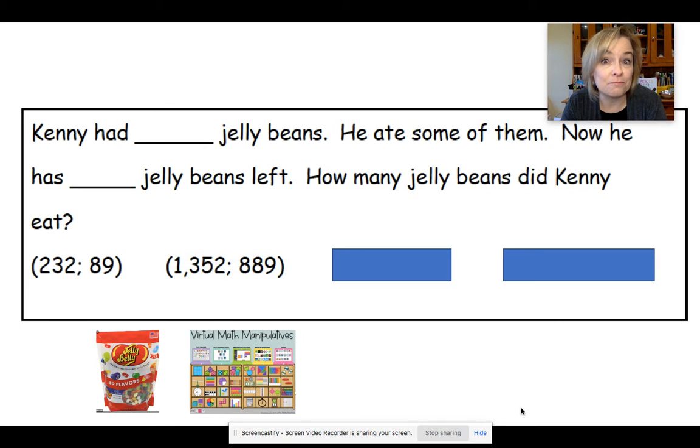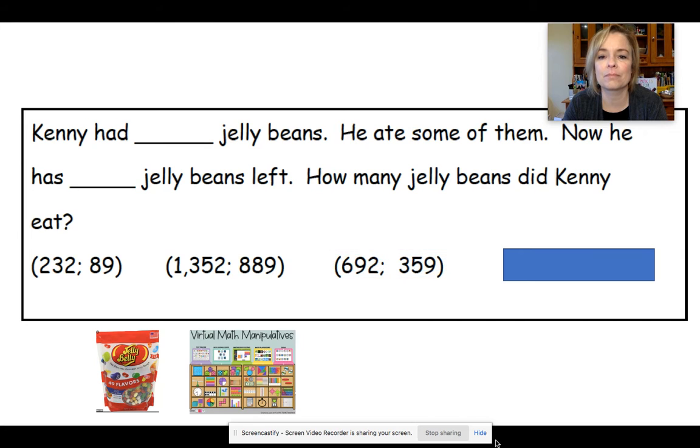All right, now Kenny had 1,352 jelly beans. He ate some of them, and now he has 889 jelly beans left. How many jelly beans did Kenny eat? Kenny had 692 jelly beans, and he ate some. Now he has 359 jelly beans left. How many jelly beans did Kenny eat?